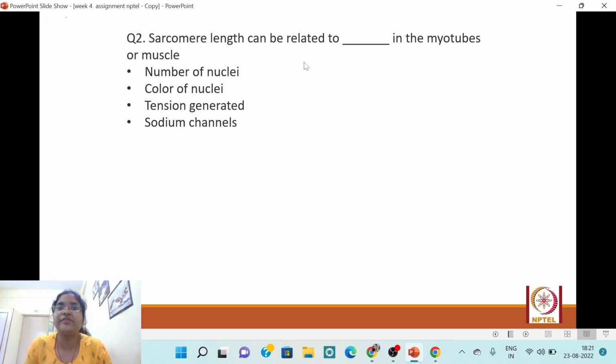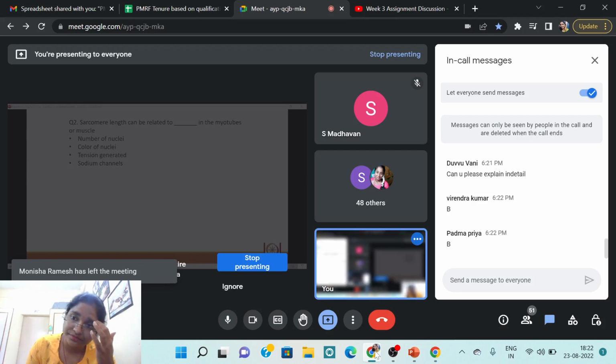Sarcomere length can be related to dash in the myotubes or muscle. Option A, number of nuclei; B, color of nuclei; C, tension generated; or D, sodium channels. I'll repeat the question again. Sarcomere length can be related to dash in the myotubes or muscle: number of nuclei, color of nuclei, tension generated, or sodium channels. Think wisely and try to give the correct answer.